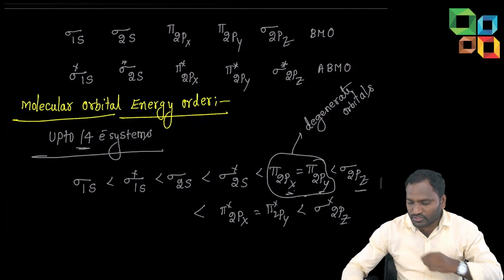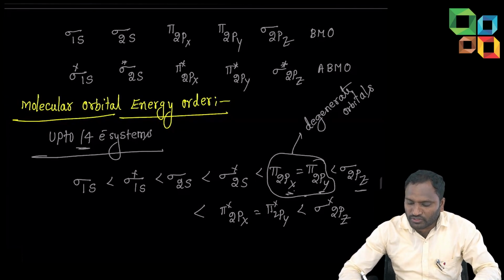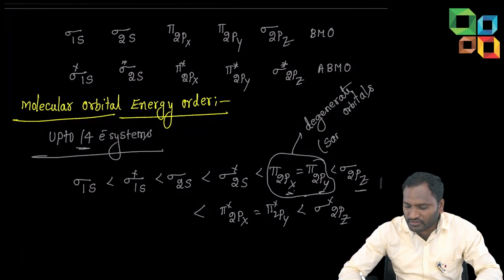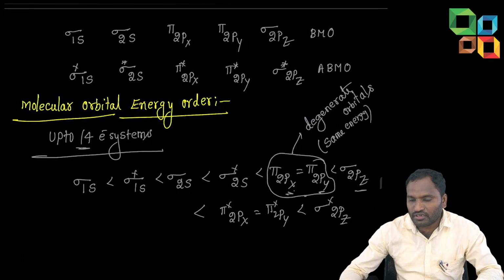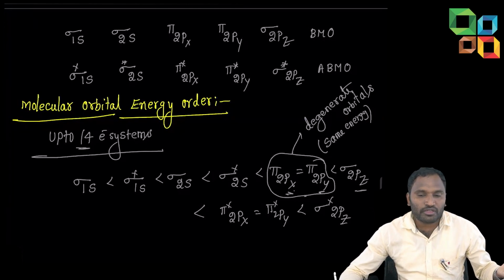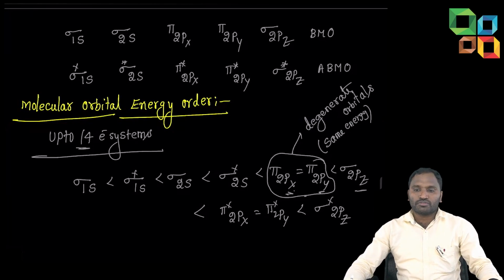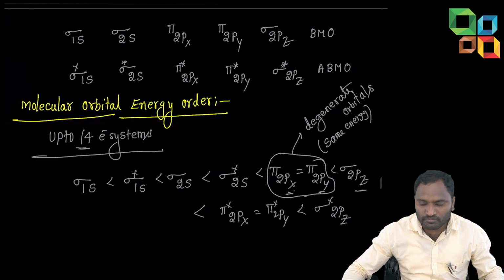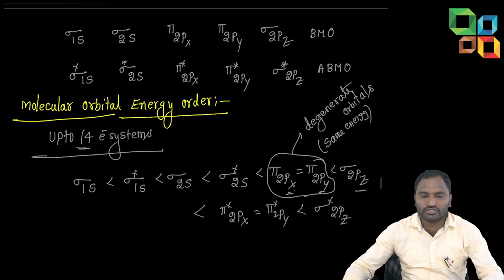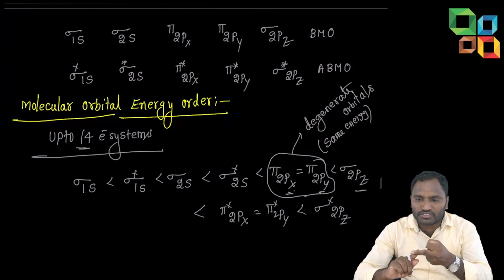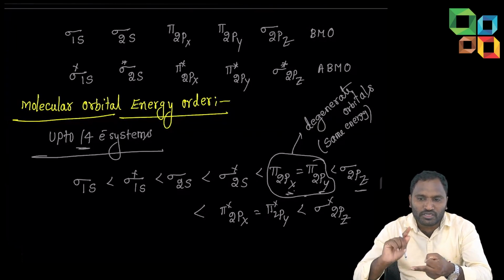Okay, degenerate orbitals. What is the meaning of degenerate orbitals? Orbitals which have the same energy are called degenerate orbitals. Like atomic orbitals, 3p orbitals, how they have the same energy. Here molecular orbitals also have this, but here only two orbitals have the same energy. Understood, students? Sigma 1s, sigma star 1s, sigma 2s, sigma star 2s.